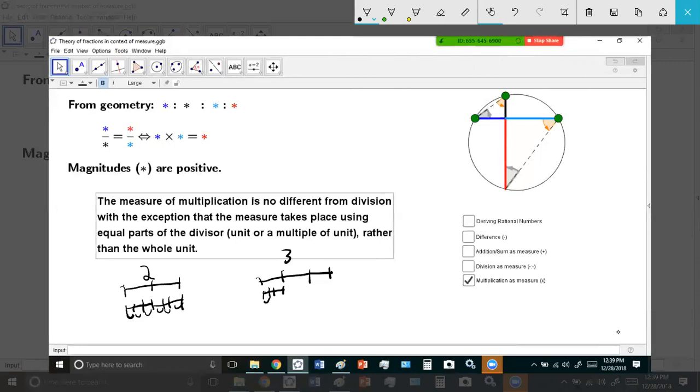And as you can see now, we have multiplied 2 by 3 using parts of the divisor, which is the unit. And similarly, we could have done it the other way. We could have written 3 first, like that, and then 2, and then divided these parts up into 2. So it would be 1, 2, 1, 2, and now we'd count these up. Again, we'll get the same answer, which is 6.